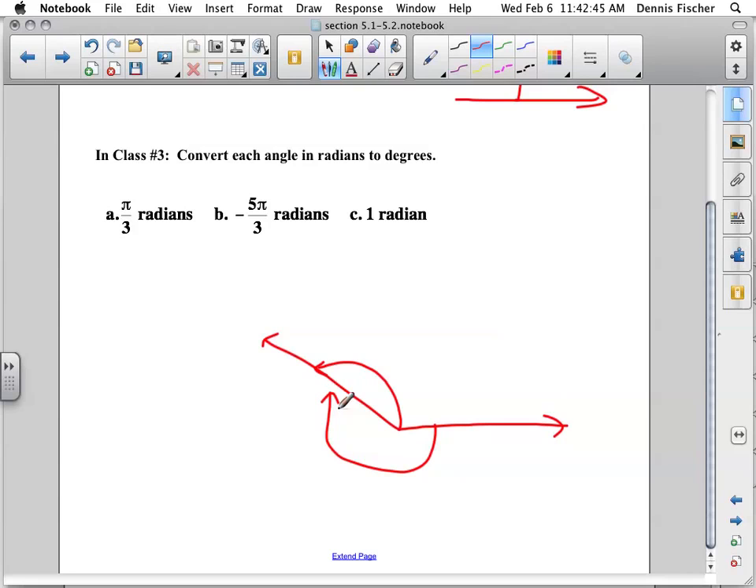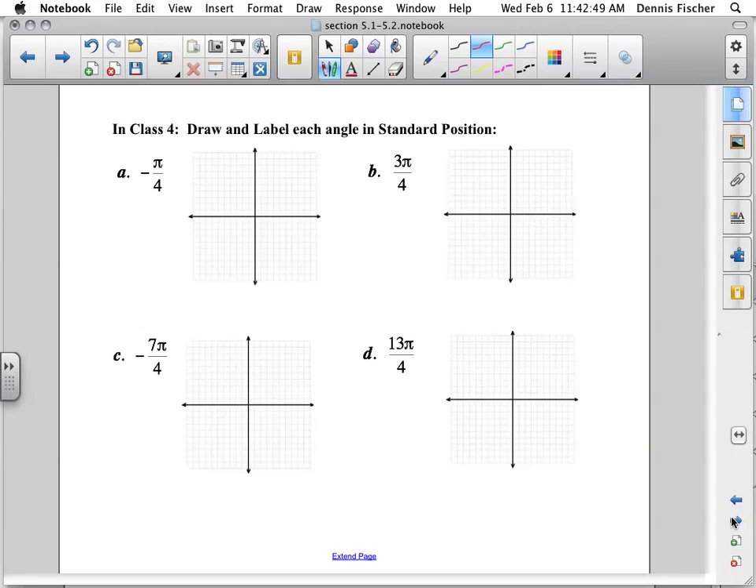Radian measurement. Okay, what else do we have here? How many know the radian measurement off the top of your head? If I asked you pi over 4, what degrees is that?